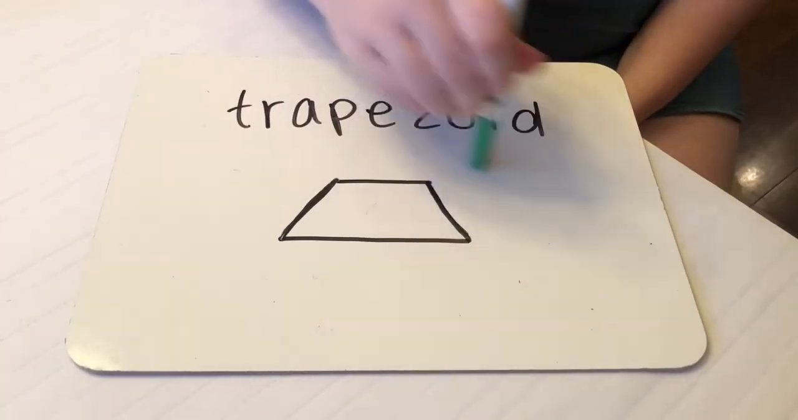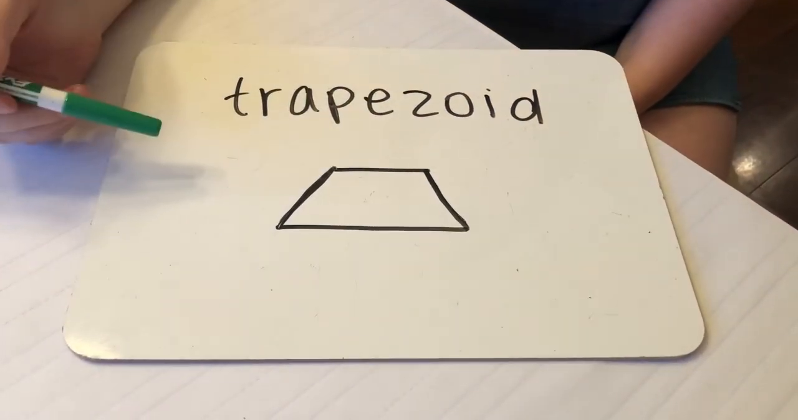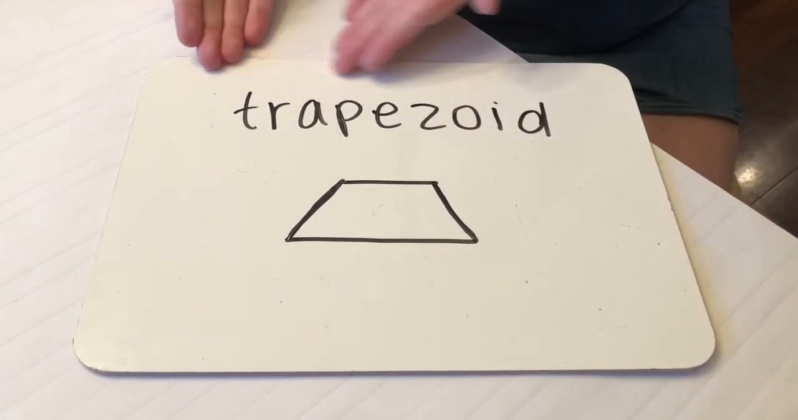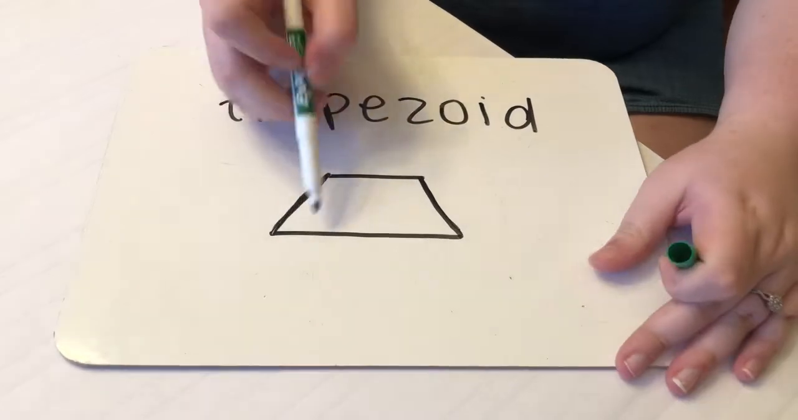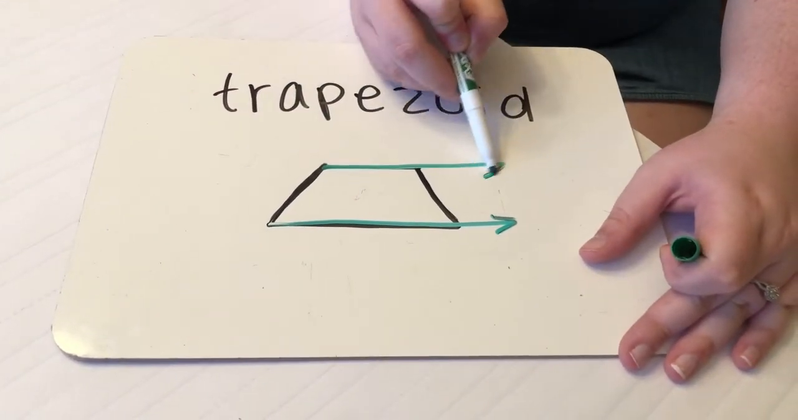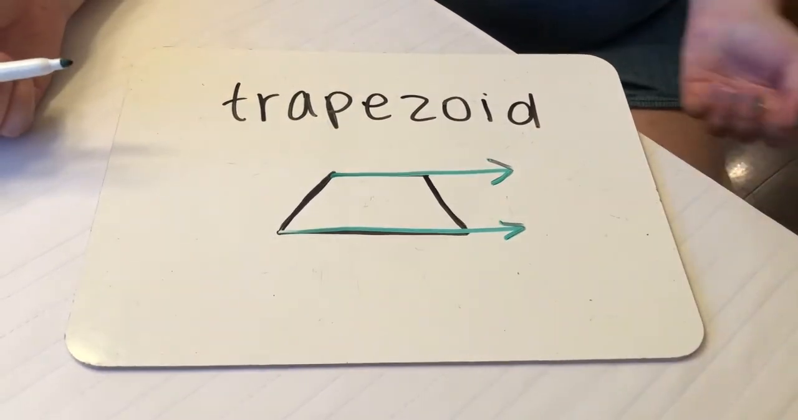So remember this shape, and I asked you if it's a parallelogram or not, and we said that it's not. This shape is called a trapezoid, and a trapezoid only has 1 pair of parallel lines, which is why it's not a parallelogram.